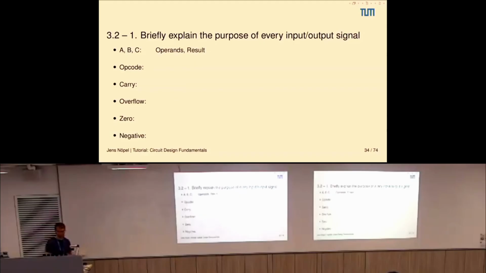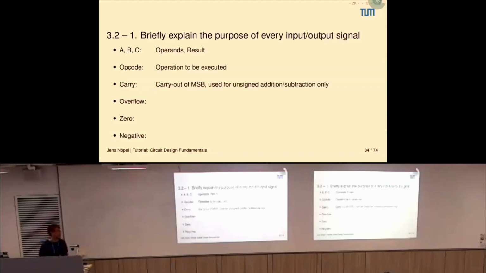So as I said, A, B, the operand, C, the result. We have our opcode, so the operation. And now the interesting part, we have our carry flag, which is nothing else than the carry out of our MSB. So if we do an addition, then this is just the carry out of our adder, especially of the adder that adds the MSBs of the signals. And it is used for the unsigned addition and subtraction only. So notice here it's just for unsigned.